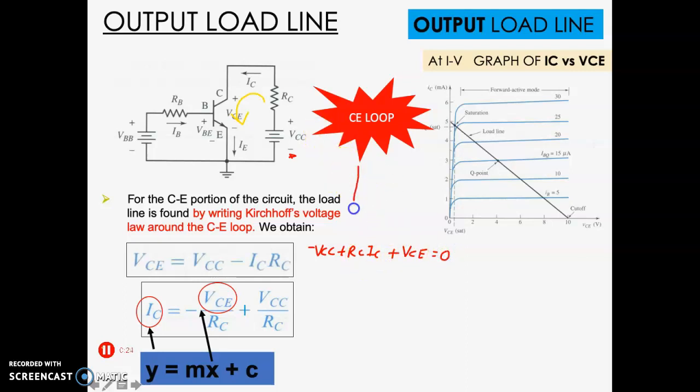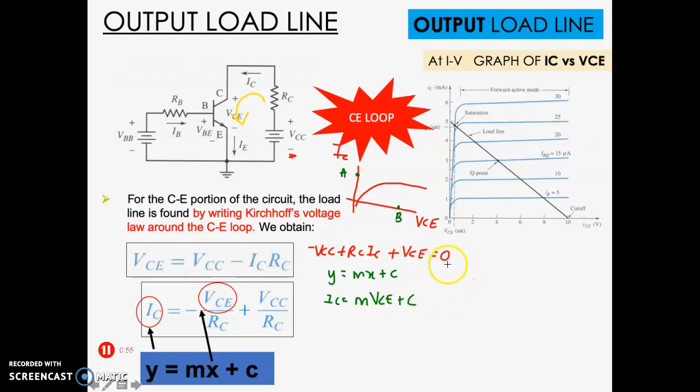Okay, you are given a graph. This is your IC, this is your VCE, and this is a graph of your BJT. What you need to do now is find a straight line. In order to find a straight line, you need to find point A and point B. The straight line equation is again y equal mx plus c. So what is the y in the graph? IC equal m, your x is VCE, plus c.